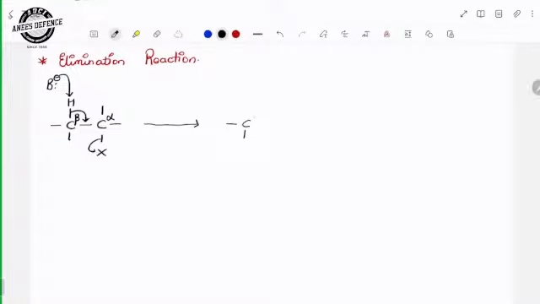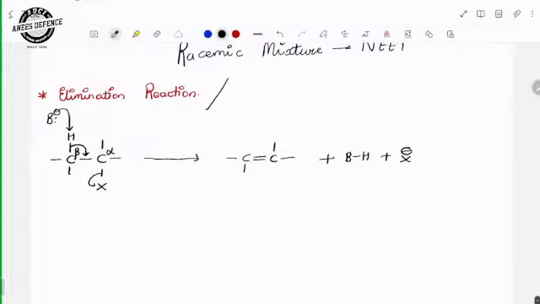Then this hydrogen bond is being shifted between alpha and beta, so there will be a double bond. There is a carbon atom with two bonds. What is the byproduct? This base has abstracted this hydrogen atom, so we are getting BH, and this leaving group has left the carbon atom with the bonding pair, so it is X minus. So this is my respective product. This reaction is also known as beta elimination reaction.